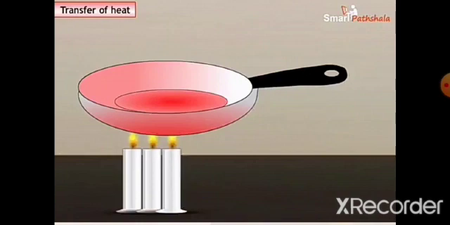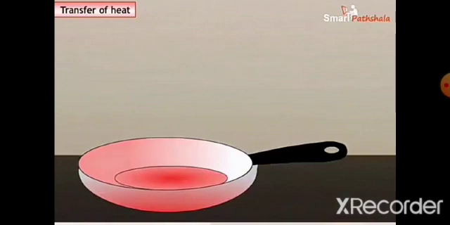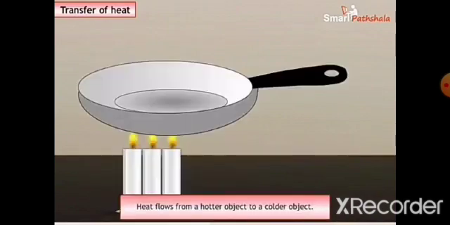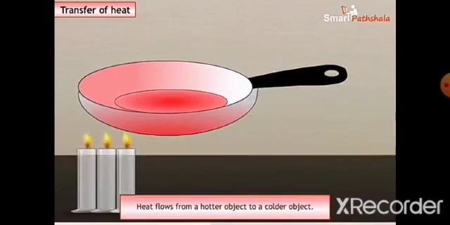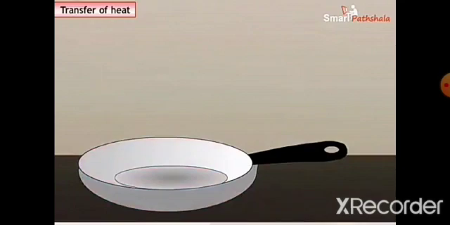When we remove the pan from the fire, we observe that the pan cools down slowly. This is because the heat is transferred from the pan to the surroundings. From this, we can conclude that the heat flows from a hotter object to a colder object. Now, let us know how the heat flows by performing an activity.